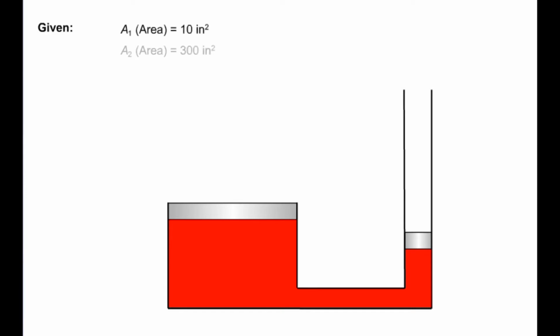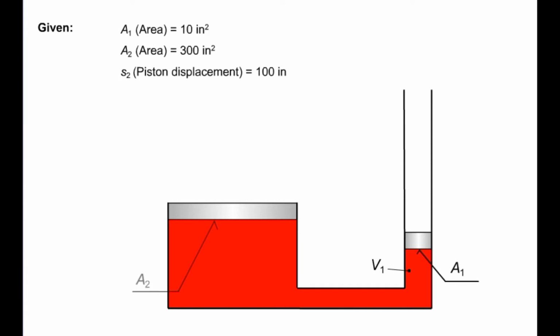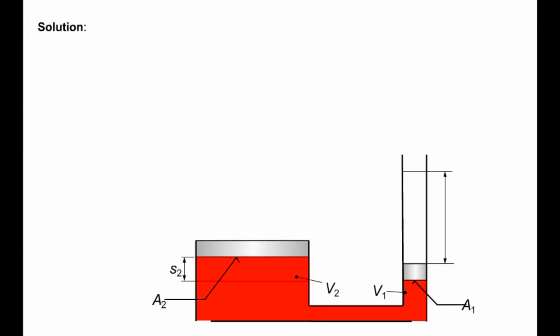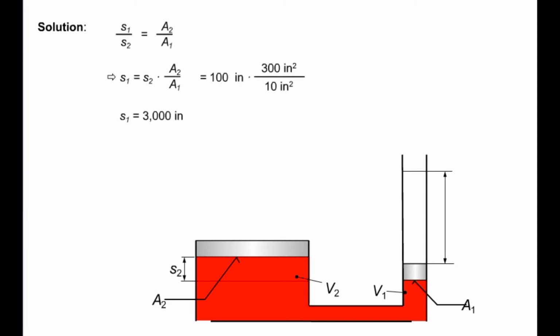Consider a hydraulic elevator having piston surface areas of 10 square inch and 300 square inch. The larger piston has a stroke of 100 inches. We need to know the length of travel of the smaller piston. To set about solving the problem, we first rearrange our formula for volume equilibrium to isolate the required variable. We are left with a piston displacement value S1 of 3000 inches.